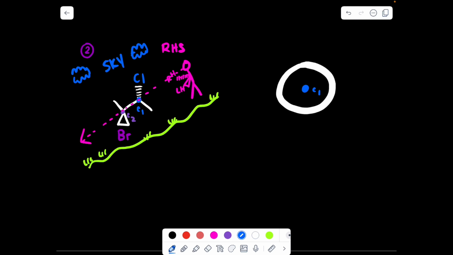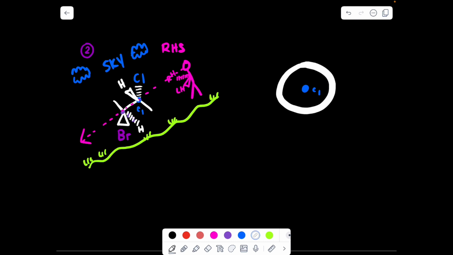Okay. So now on my fence post projection, they did not draw in the wedge on C1 and they did not draw in the dash on C2. So we must draw those in. Every carbon must have 4 bonds. So here the 4th bond on C1, which is going to be the wedge, has to be a hydrogen. And the dash on C2 must also be a hydrogen.